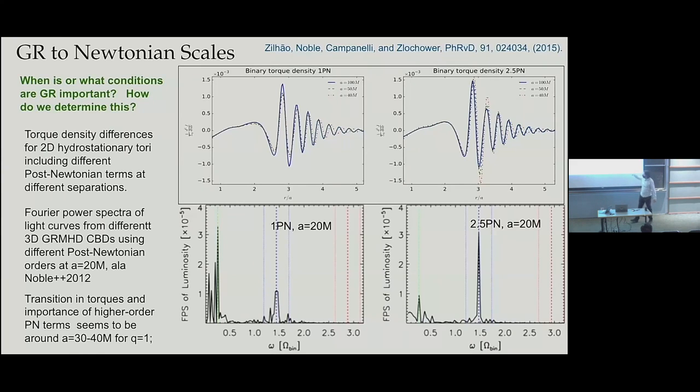If you do an MHD simulation and you turn off the higher order terms, the beat frequency of the light curve seems to diminish in strength. This is nonlinear dynamics, so we don't know exactly why, but the idea is that maybe the extra terms enhance the torque that drives gas into the lump, and so there's more modulation in the lump region. So maybe as you get closer to merger, the torques increase and you get more interaction between the black holes and the disk.